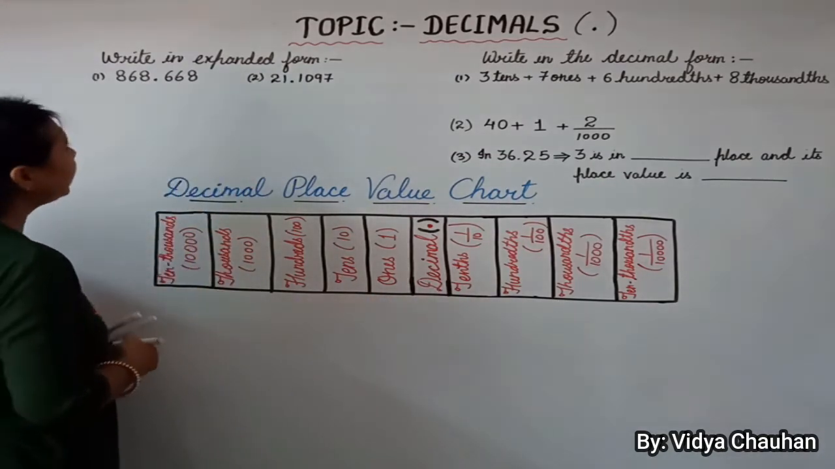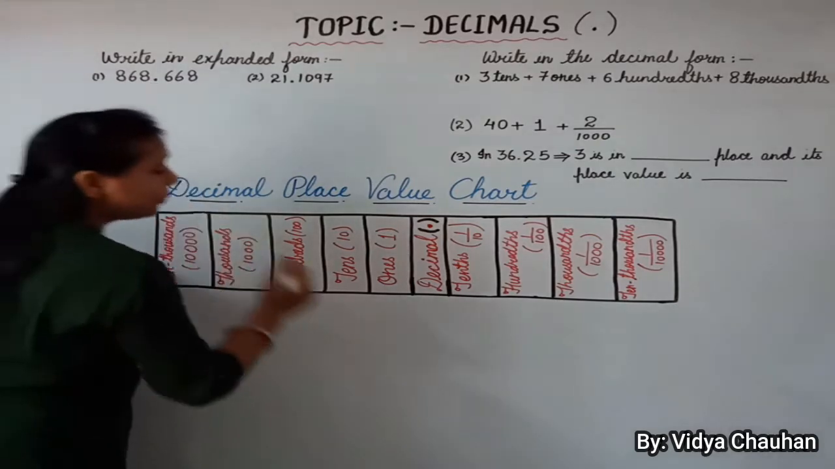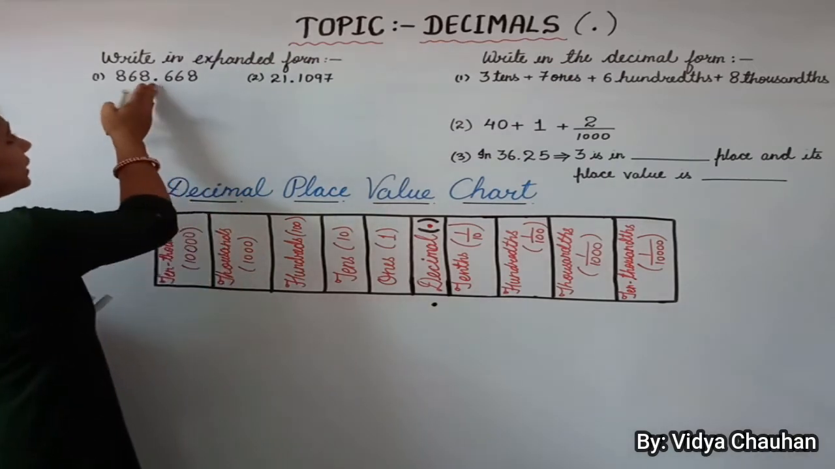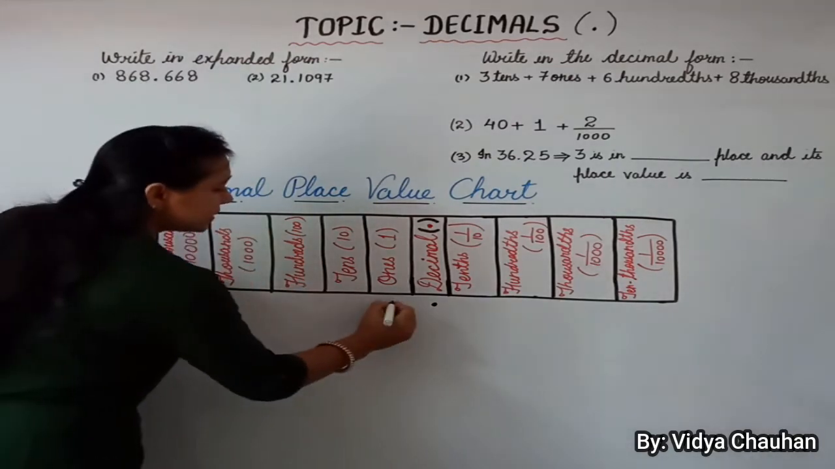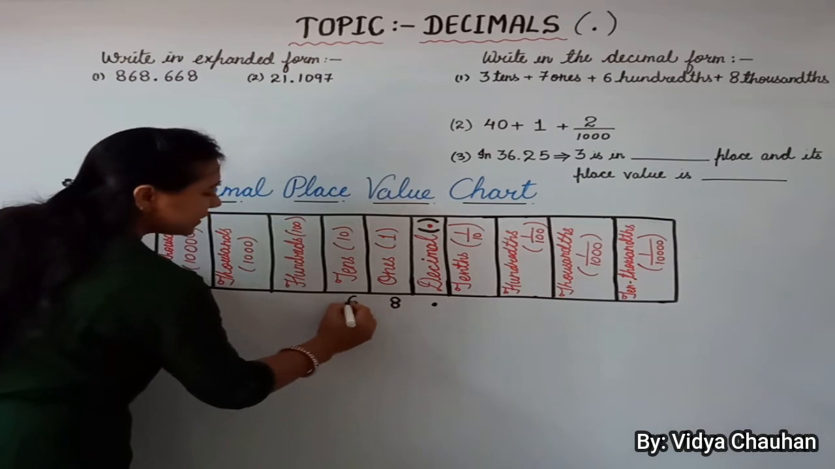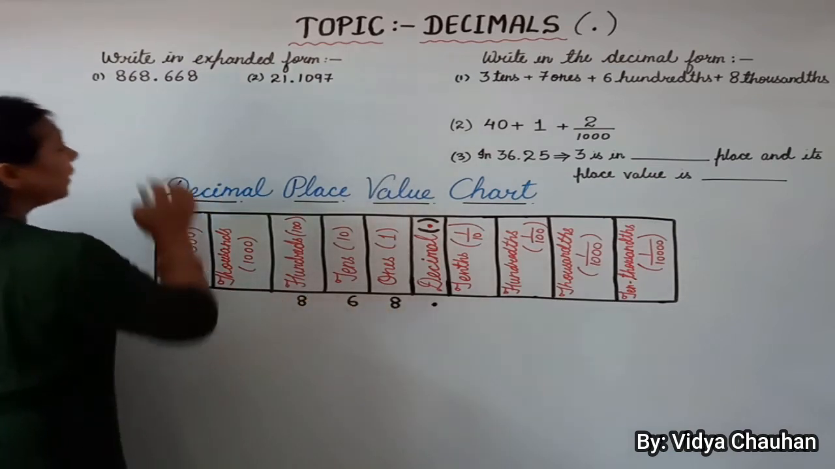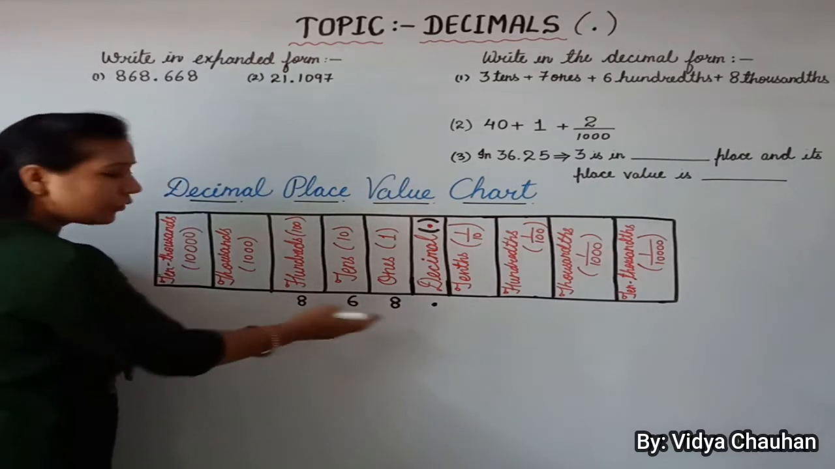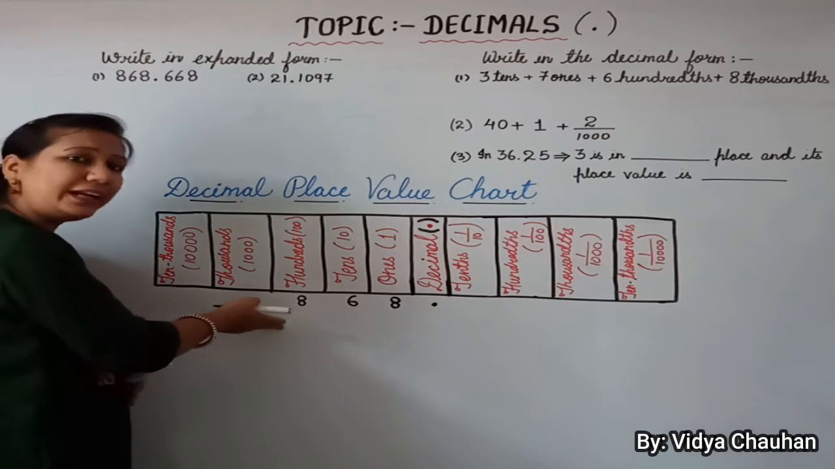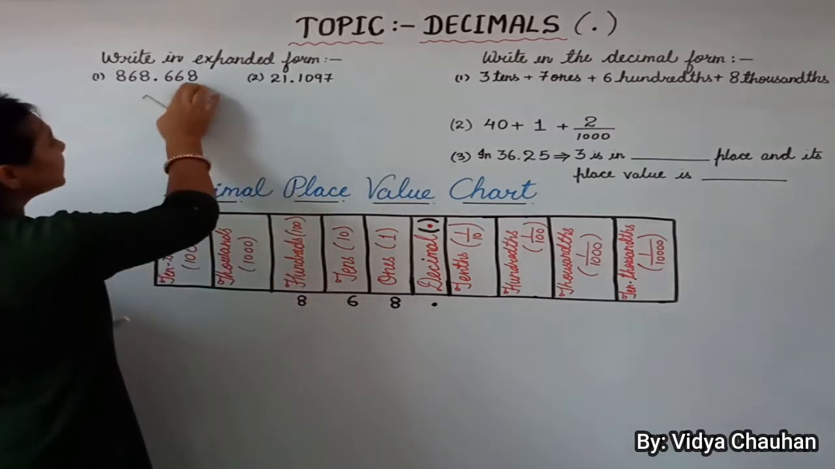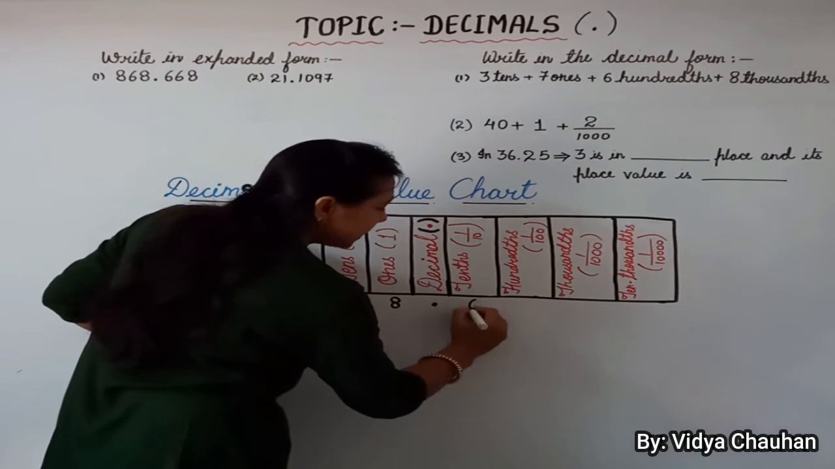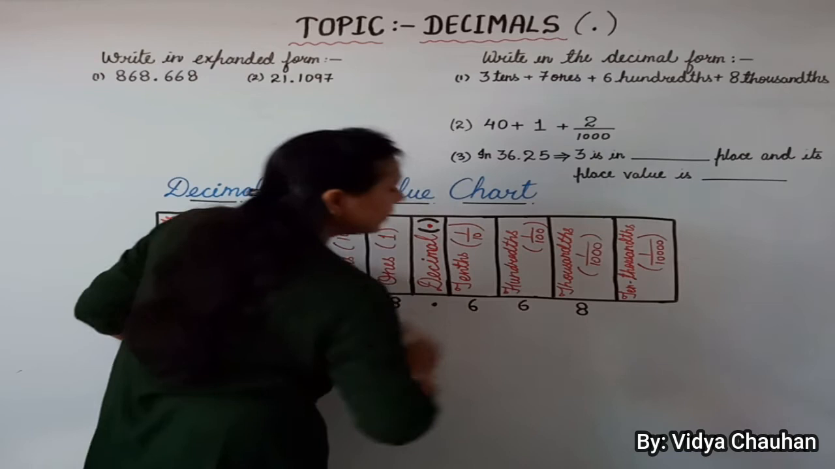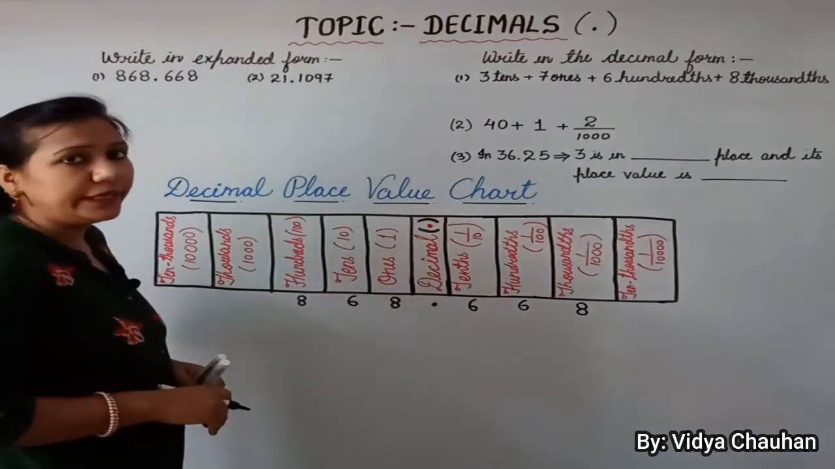So writing the number here, very first I will put the sign of decimal. So here is my decimal. Before the decimal, at ones place the digit is 8, tens place 6, and hundreds place again 8. So we have placed the digits in this place value chart for the left hand side, that means for the integral part. Now let's put the decimal part also. So 6 in the tenths place, again a 6 in the hundredths place, and an 8 in the thousandths place.